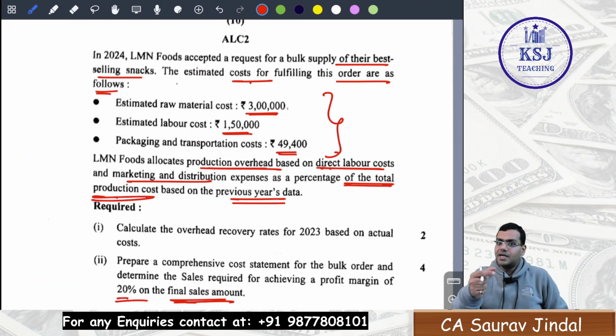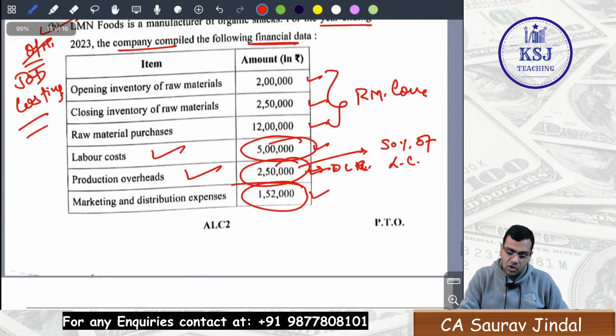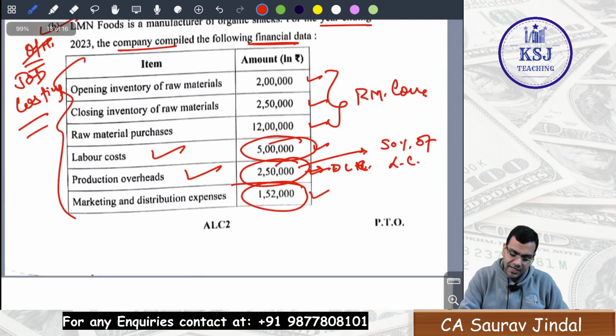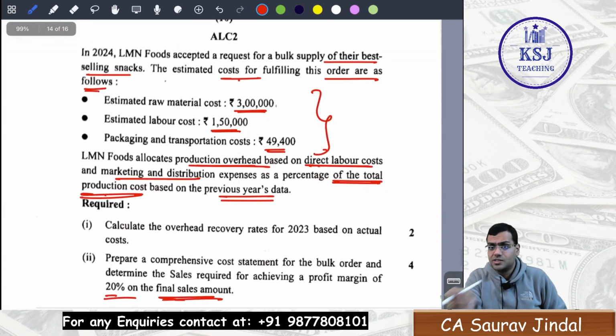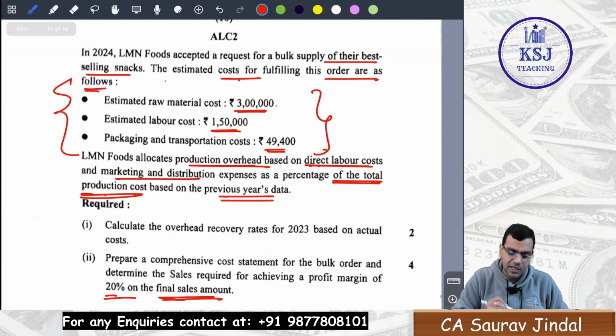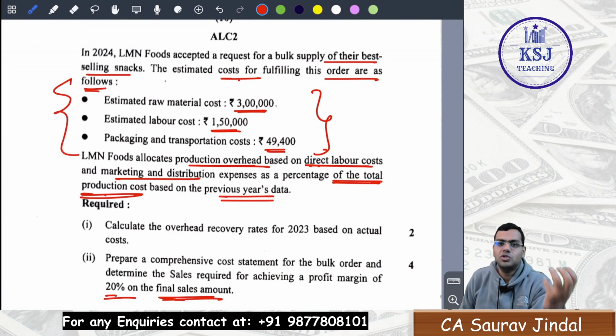So the first part is to calculate the overhead absorption rates based on this data that is given. Once you have calculated the absorption rate, apply those overhead absorption rates to this particular data. Basic conceptual question on job costing.